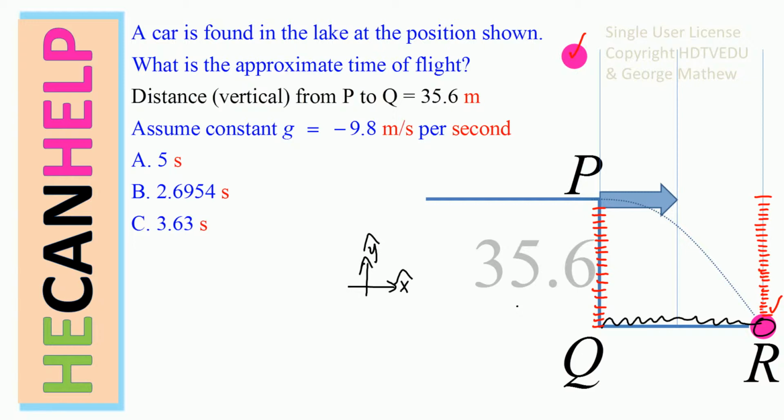Assume constant g equal to negative 9.8 meters per second squared. Positive x is defined as to the right. Positive y is vertically up. So is it A, 5 seconds? Or is it B, 2.6954 seconds? Or is it C, 3.63 seconds?